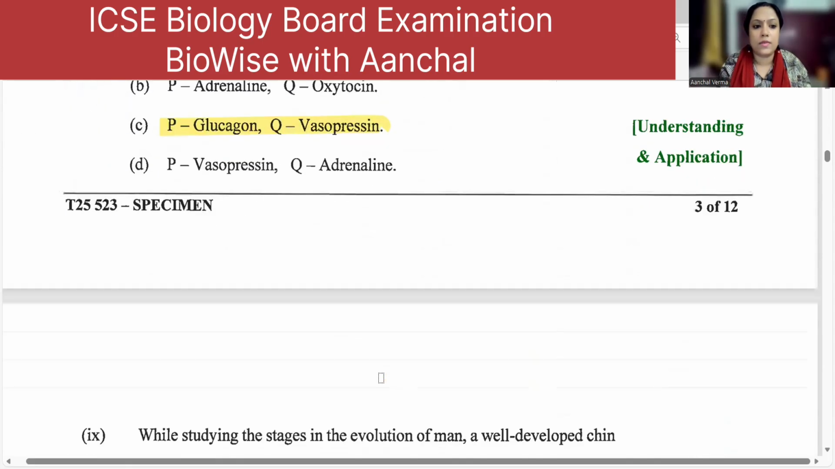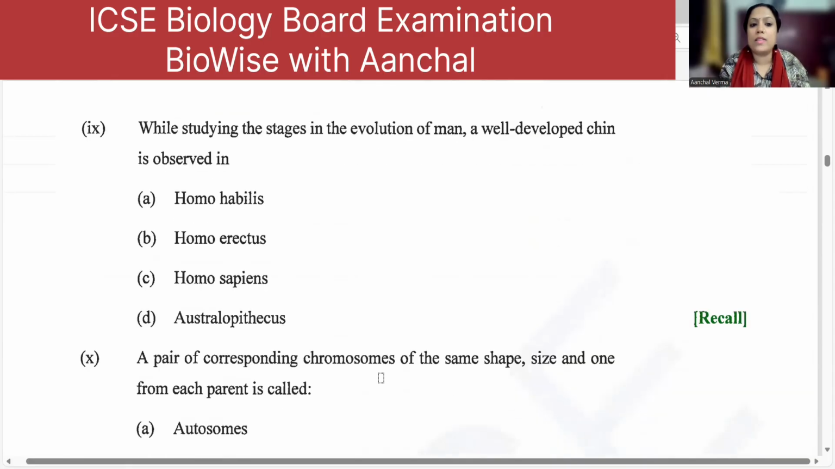Moving to the next. While studying the stages in the evolution of man, a well-developed chin. C for chin, C for Cro-Magnon man. And if Cro-Magnon man is not given here, the answer should be Homo sapiens, because the well-developed chin was first seen in Cro-Magnon man, and then it was finally found in Homo sapiens.